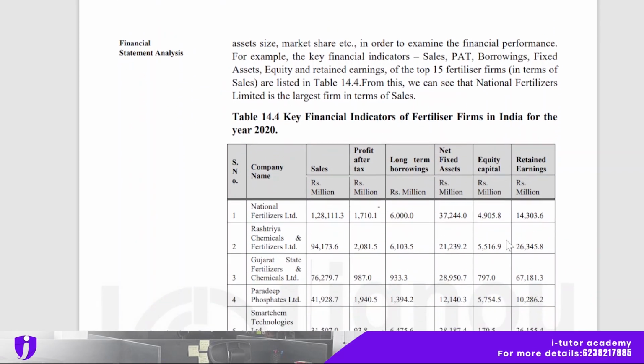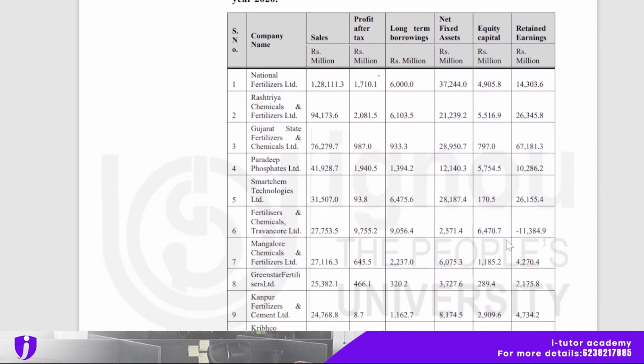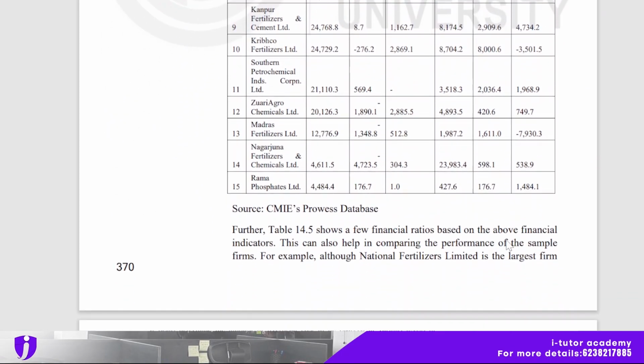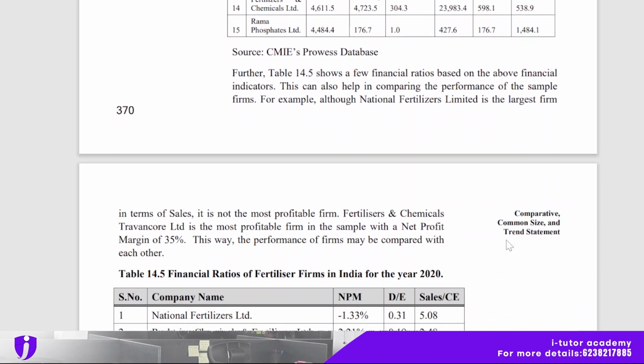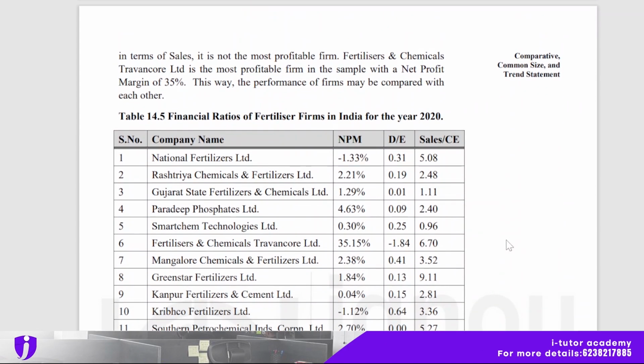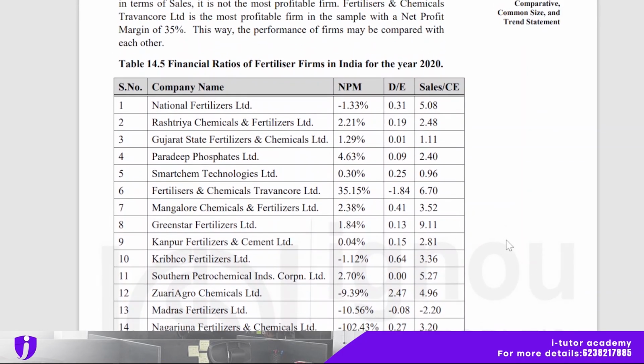So an example is here, financial indicators of fertilizer firms in India for the year 2020. Here is an example table, you just go through it, it will be more helpful for your understanding. And also here is one more table, financial ratios of fertilizer firms in India for the year 2020. And this is about today's session.